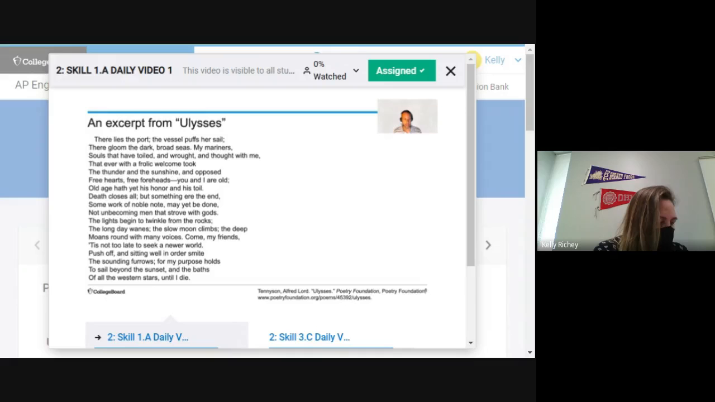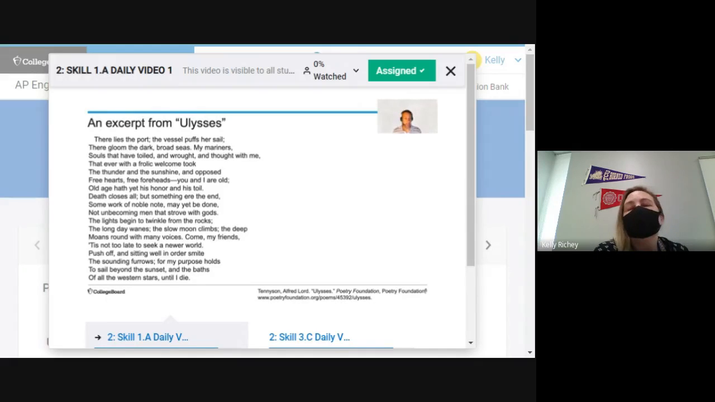The lights begin to twinkle from the rocks. The long day wanes. The slow moon climbs. The deep moans round with many voices. Come, my friends, 'tis not too late to seek a newer world. Push off, and sitting well in order, smite the sounding furrows, for my purpose holds to sail beyond the sunset and the baths of all the western stars until I die.